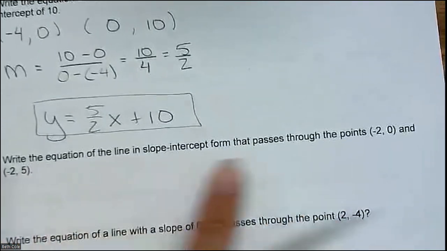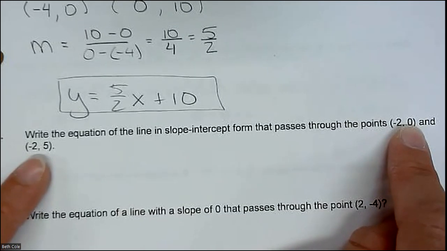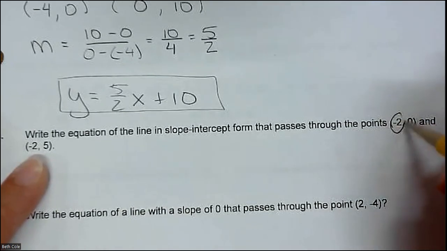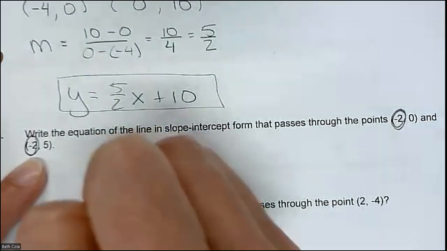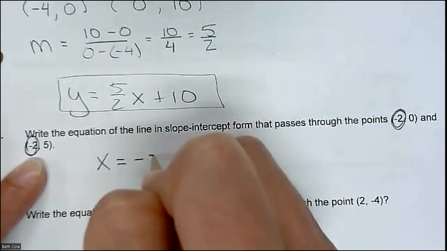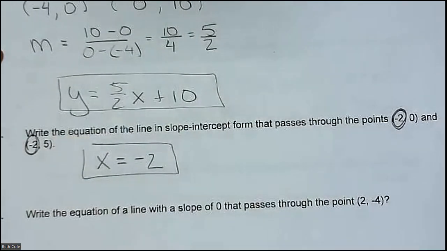All right, write the equation that goes through these 2 points. I'm also trying to save you some work here. I'm not telling you to be lazy. I'm telling you to be efficient. Do you understand the difference? Oh my gosh, do you notice how both of the x's are negative 2? That means your answer is x equals negative 2. It's a vertical line going through negative 2. So if you notice that, that'll save you some work.